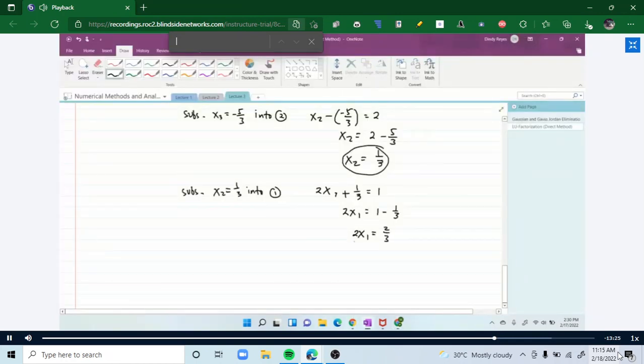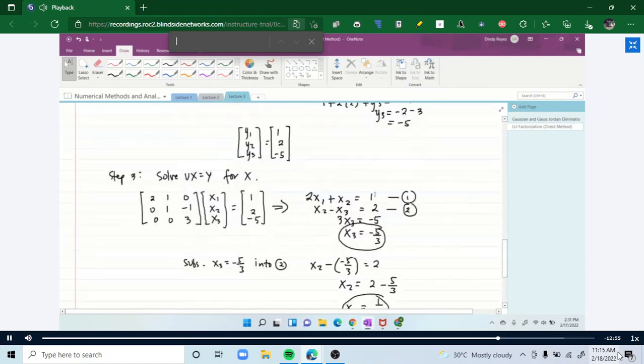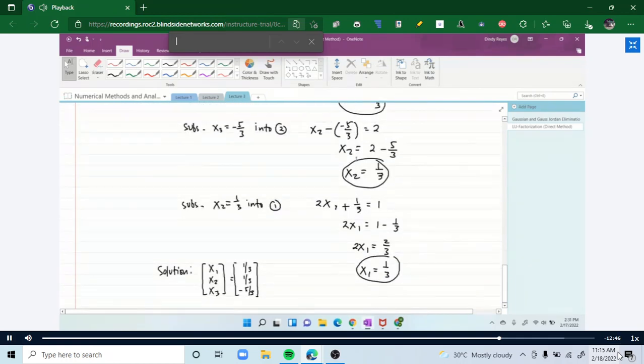So, this should be 2 thirds. So, x sub 1 equals 1 thirds. 1 thirds also. Ayan. So, ang solution natin, we have x sub 1, x sub 2, x sub 3 equals 1 thirds, 1 thirds, and negative 5 thirds. Okay, mali lang yung kopya ko kanina dito. It should be 1 here. Okay. So that's it for LU factorization.